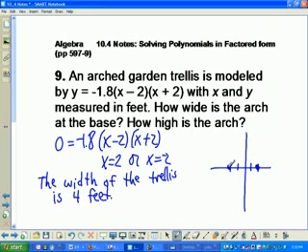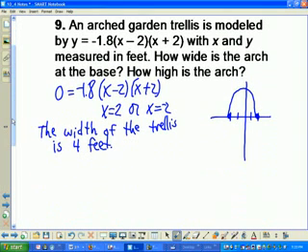Now, how high is the arch? Well, I know my arch goes something like that, right? Now, I didn't quite draw that right, but that's okay because I'm not asked to graph it. Now I want to find the height of the arch. I can't find the height unless I know the vertex. So my vertex, the axis of symmetry, I add up my roots and divide by 2. 2 plus negative 2 divided by 2. Notice that root is 0. I was off a little bit there.